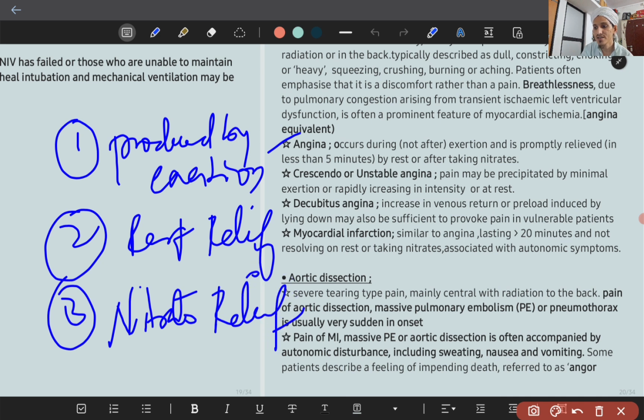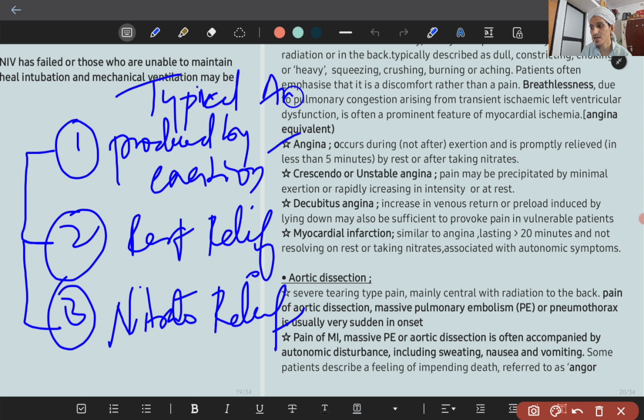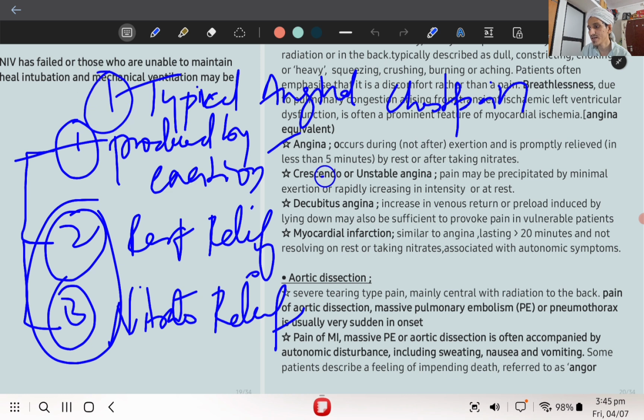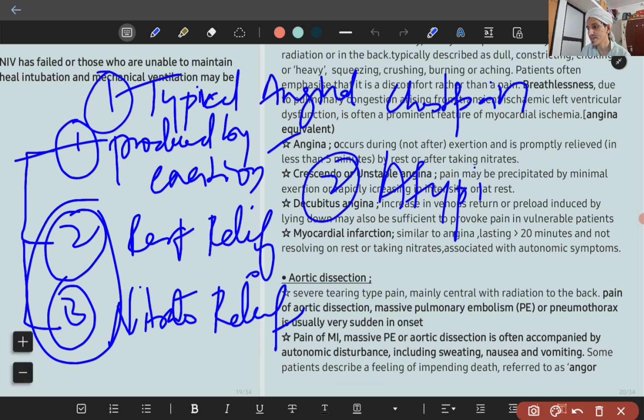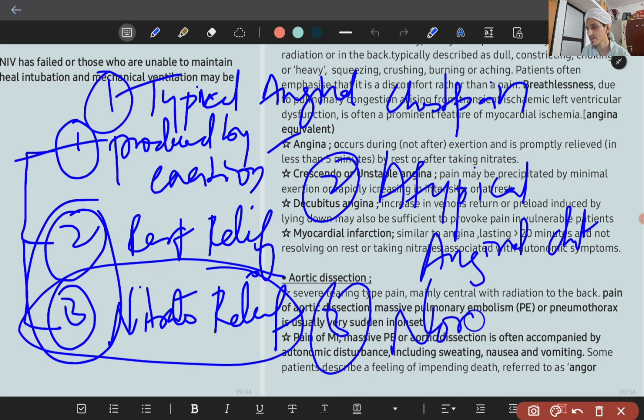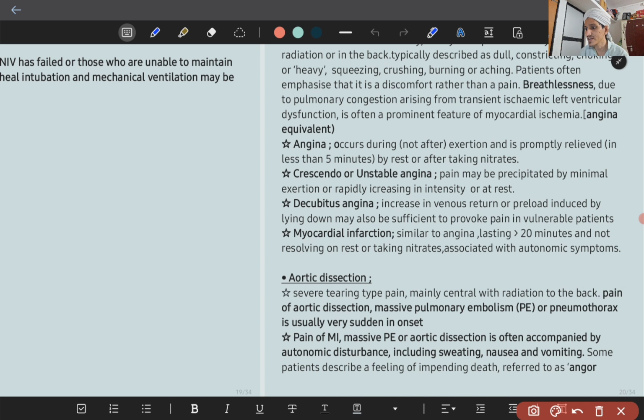So any chest pain having these three features, produced during exertion and relieved by rest or with nitrates, is called typical anginal chest pain. If two are there, and one is not there, then it is known as atypical anginal chest pain. If only one is there, then it is known as non-anginal chest pain. Okay, remember this one. So angina occurs during exertion, relieved by rest, and after taking nitrates.